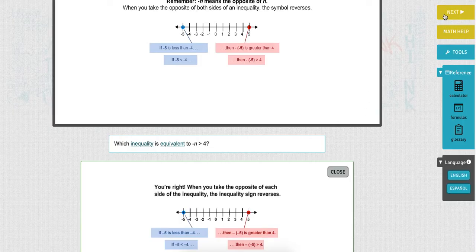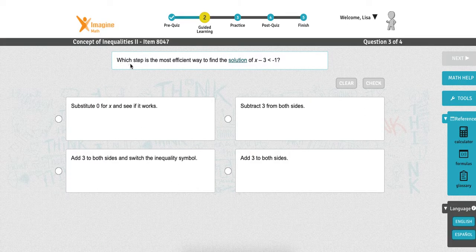Ta-da! We did it! On to the next one. Which step is the most efficient way to find the solution for x minus 3 is less than -1?